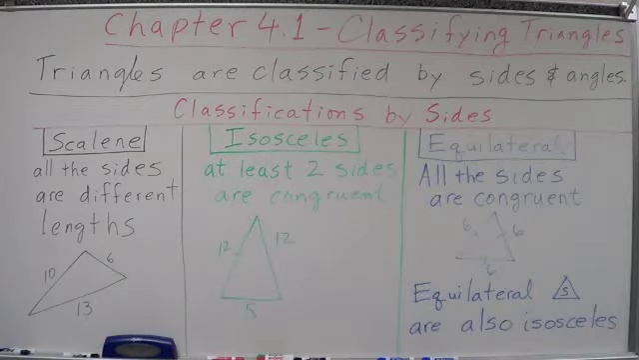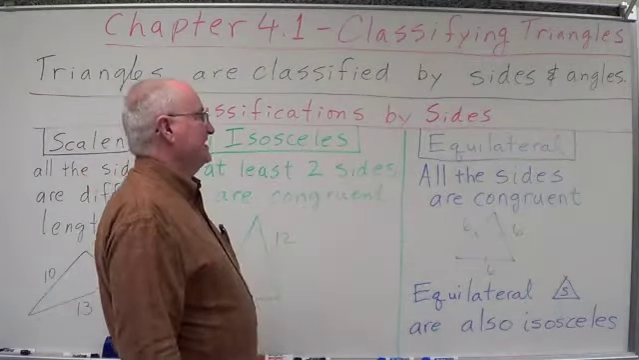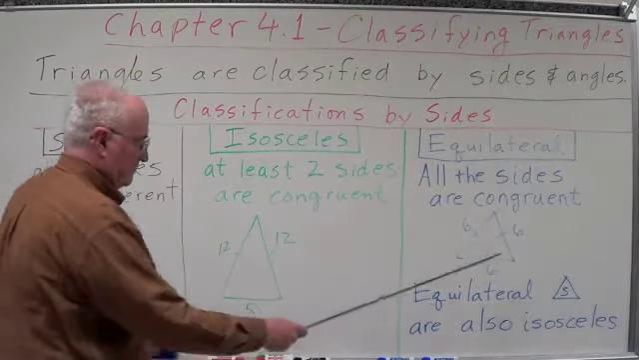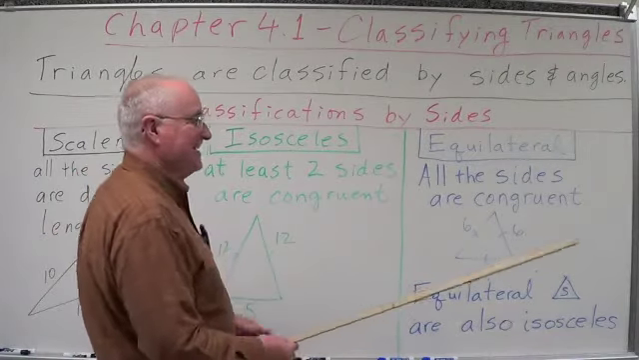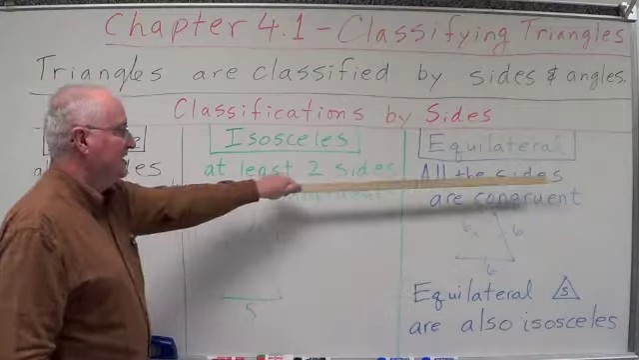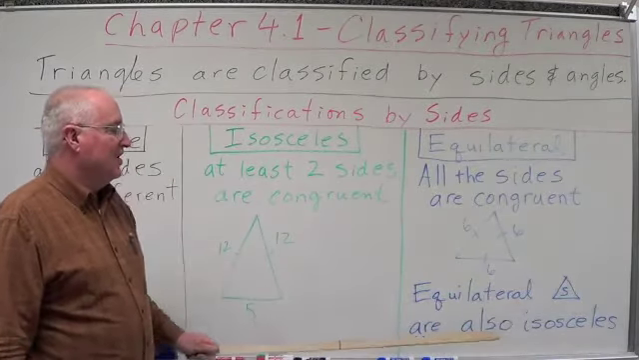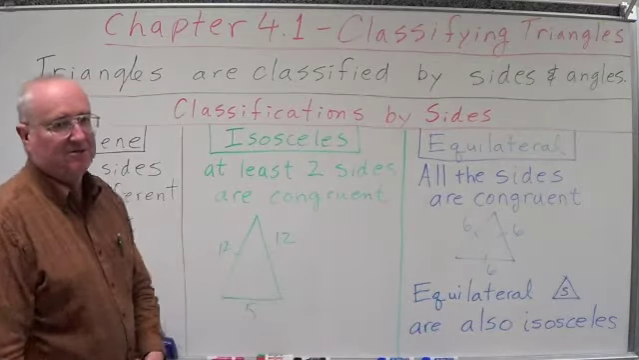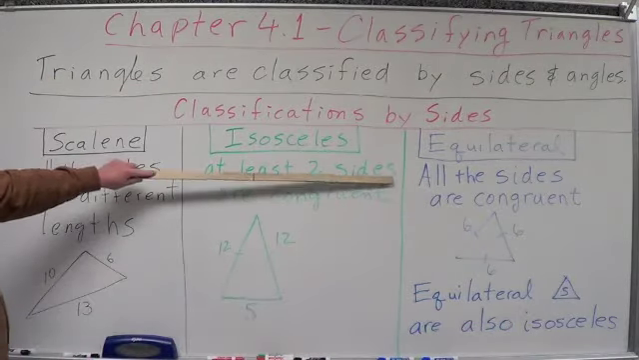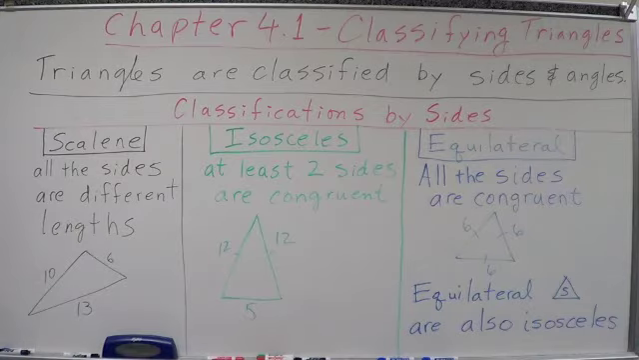Okay? And then we have equilateral. All the sides are congruent. Marked by the little lines, all of them are 6. Now, let's go back to this definition and this definition. Equilateral triangles, the symbol for triangles, are also isosceles. Why? Because isosceles says at least 2 sides are congruent. Well, do equilateral triangles have at least 2 sides that are congruent? Yeah. So they are also isosceles.